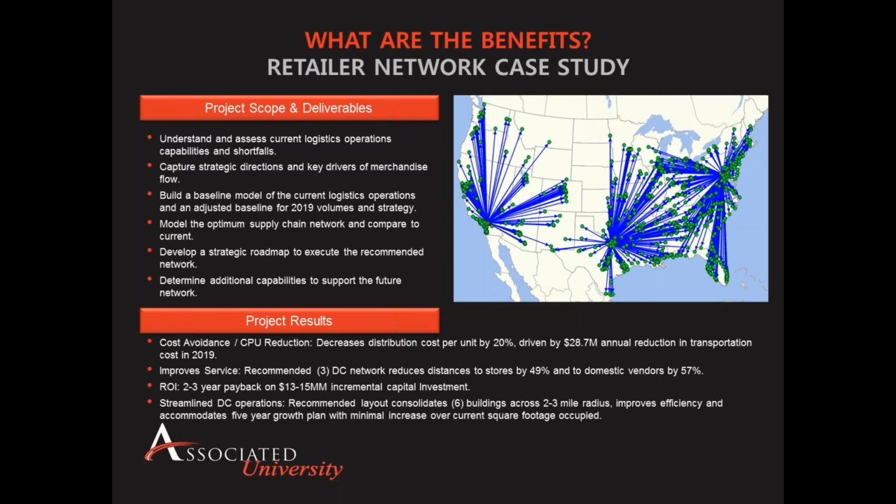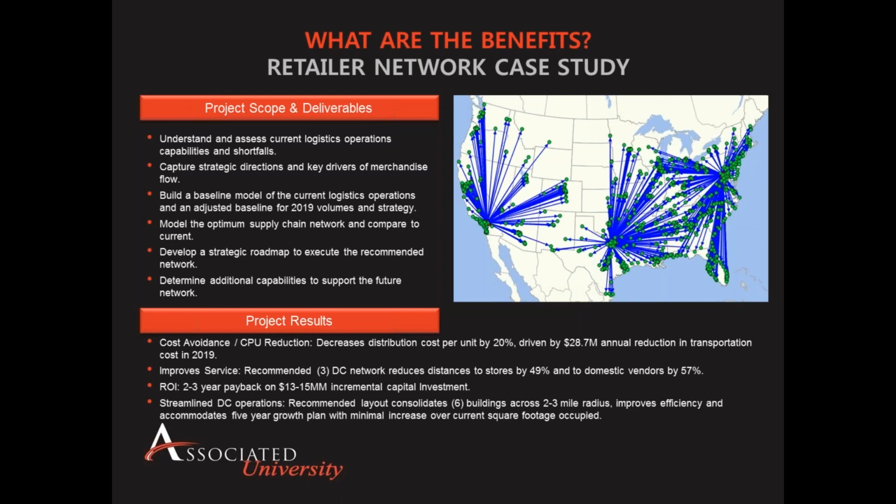Metrics suggested about a 20% reduction in logistics cost or cost per unit, fundamentally driven by significant reduction in transportation savings, both on the inbound and on the outbound side. Because we were getting closer to our customers and closer to our suppliers, the new network made a significant improvement in service, radically reducing our distance to our stores, our distance to our vendors, which reduced that overall cycle time from supplier through the DC to the store.